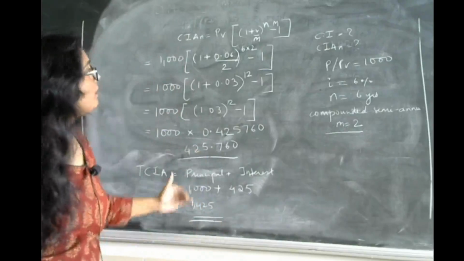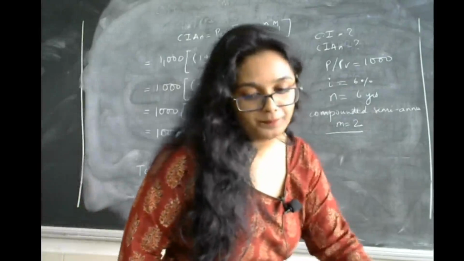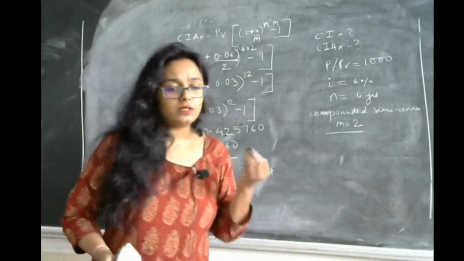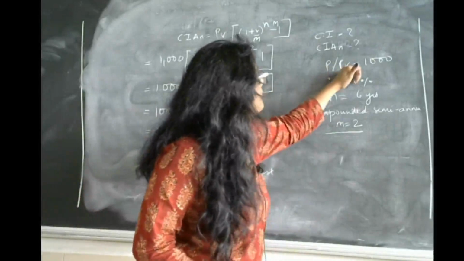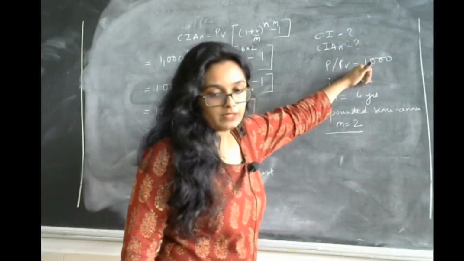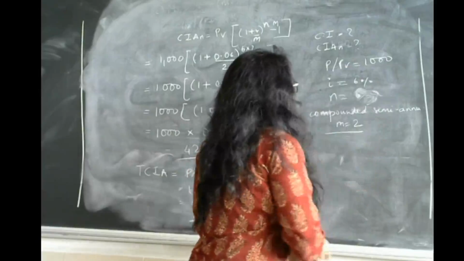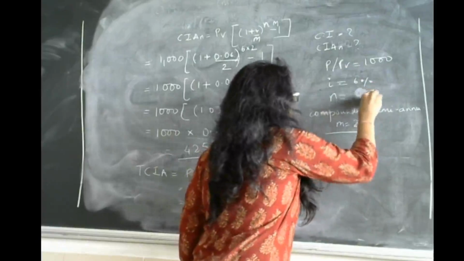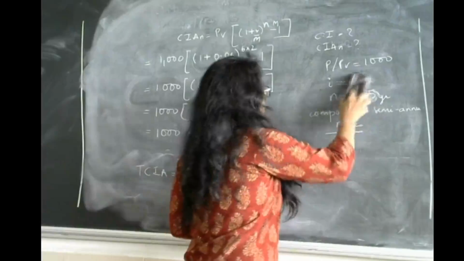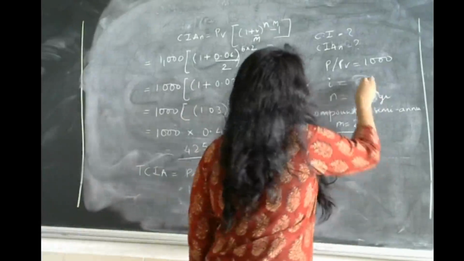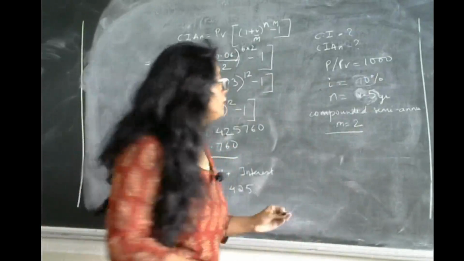Clear? I hope this problem is very clear. Now let us move on to the last problem, that is the fifth problem. Compute the compound interest on rupees 1000. So we know that the present value or the principal amount is 1000. For how many years? They have asked us to find it for 1.5 year. And the interest rate they have given is 10%, compounded semi-annually.